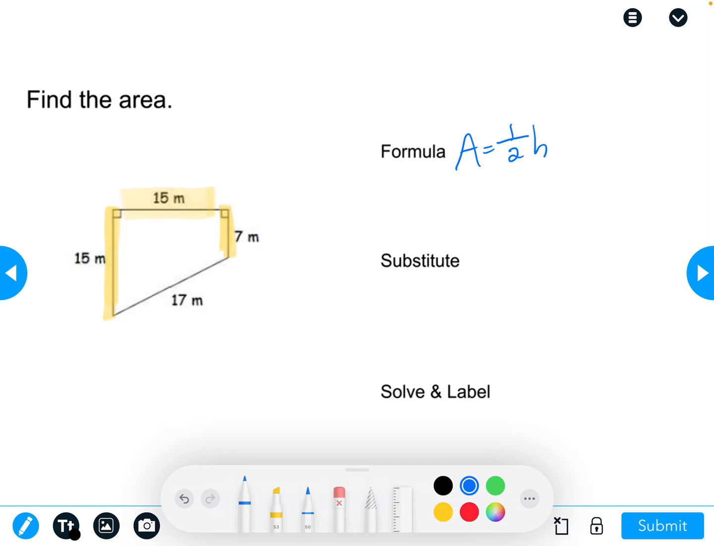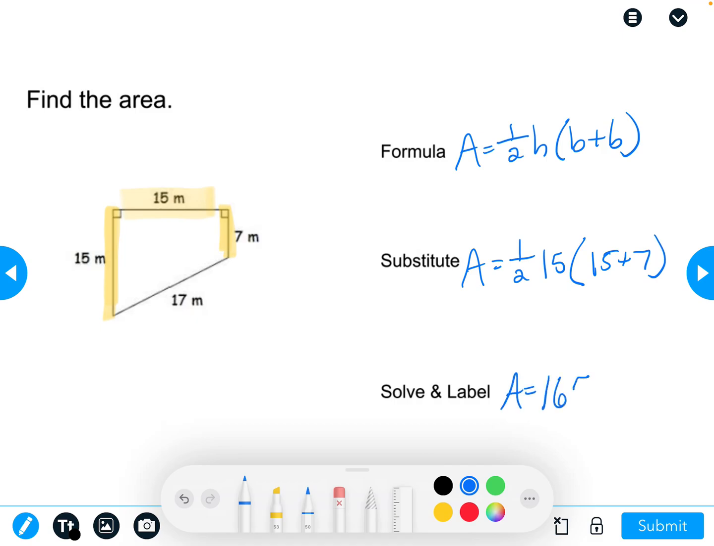Area equals 1/2 the height, add the bases. The height we said is 15, so 1/2 of 15 and add 15 and 7 for your two bases. So a half of 15 is 7.5. Add together your 15 and 7 to get 22. Multiply that and we get an area of 165 meters squared.